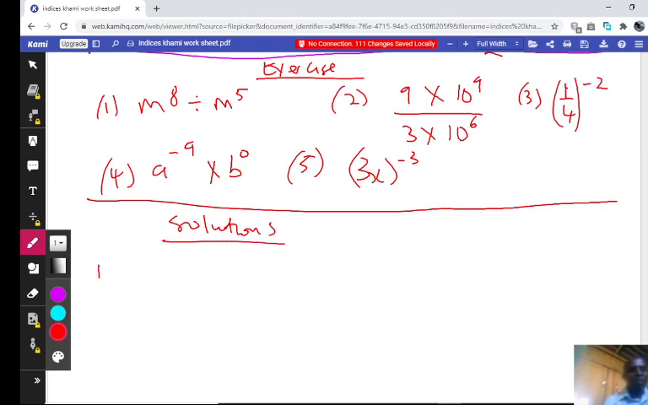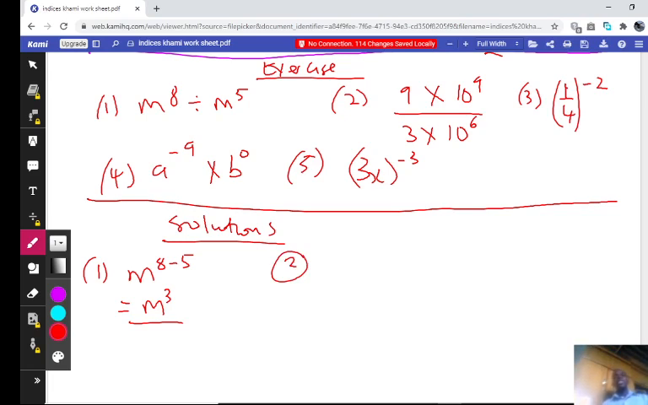Solutions. Question number 1. m to the power 8 divided by m to the power 5. As you can see, that's law number 2. You are dividing. What do you do? You maintain the base and you subtract the powers. So it will be m to the power 8 minus 5, which equals m to the power 3. Then you are done. Then question number 2, 9 times 10 to the power 9 divided by 3 times 10 to the power 6.